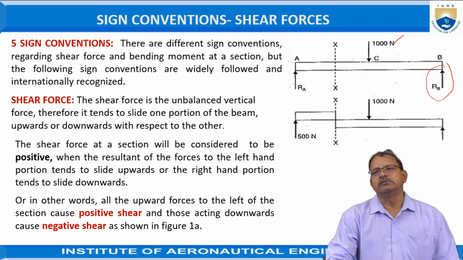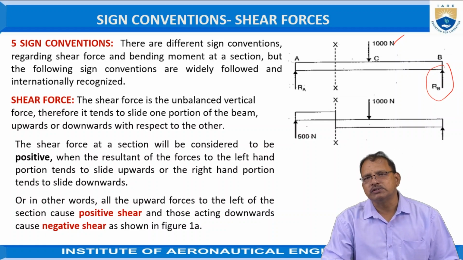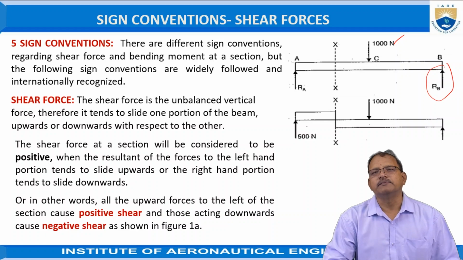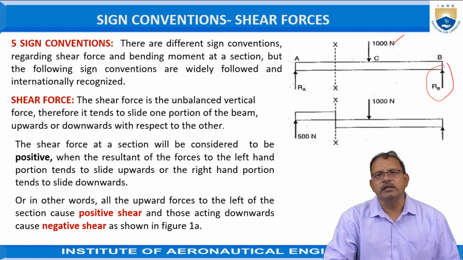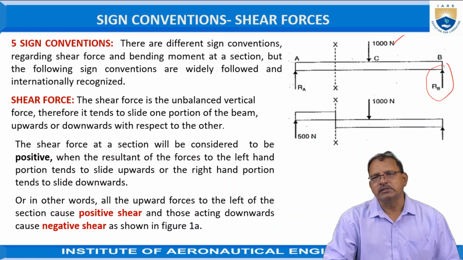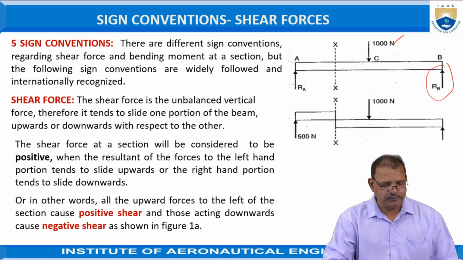In other words, with respect to the left-hand side portion of the beam, the forces acting in a downward direction are treated as positive, and the forces acting in an upward direction are treated as negative. Similarly, when we consider the right-hand side portion of the beam, the forces acting in an upward direction are treated as positive shear. The forces acting in a downward direction are treated as negative.